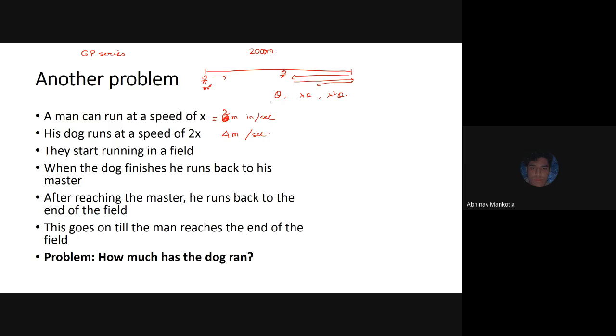Okay, so the first time the dog runs 200 meters to the end of the field, and the man runs half the field. He runs to 100 meters, and by the time the dog comes back, the dog runs a total of 300 meters. Then they start running again. So the man covers 50 meters, but the dog covers three times that. But since they're covering half the field only this time, the total distance the dog has covered would be half. Subsequently, the distance covered by the dog becomes half every time he comes back to the man. So it becomes a GP series where the common ratio is half. We sum the GP then.